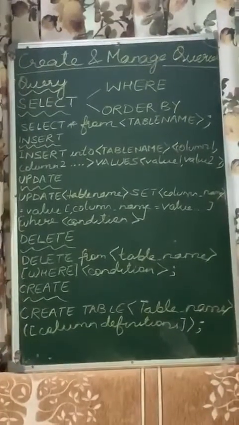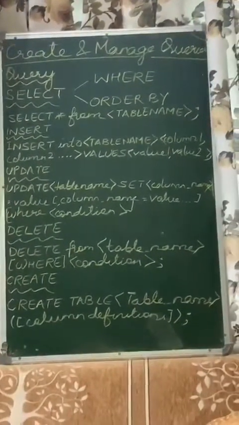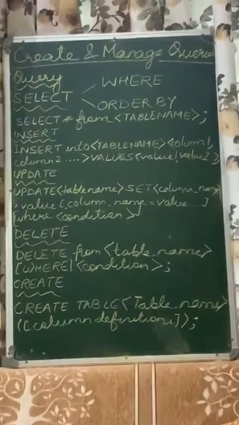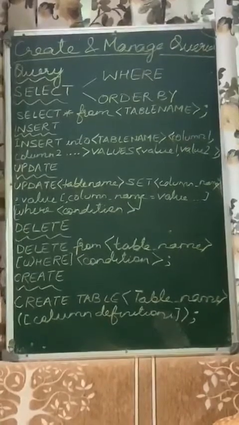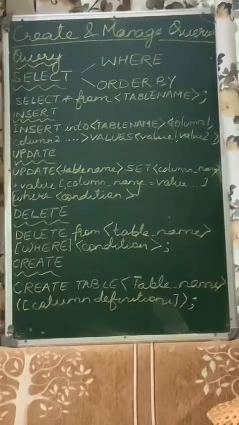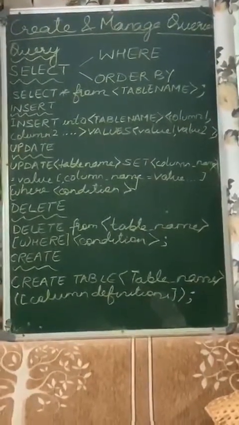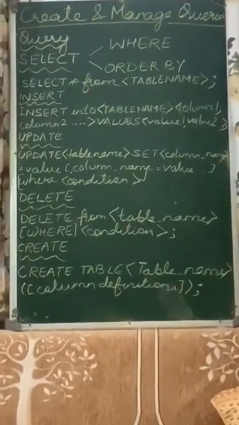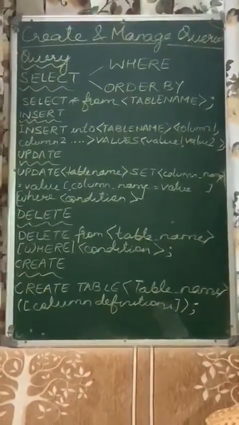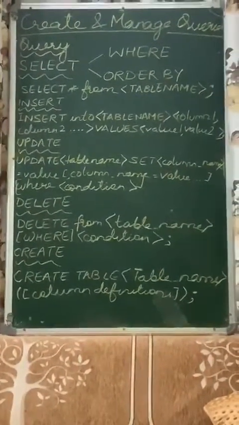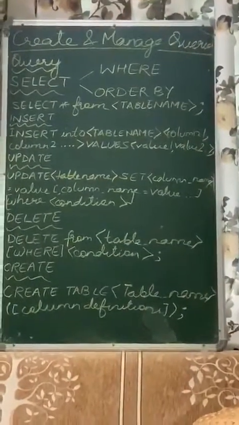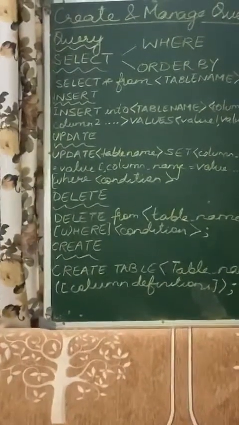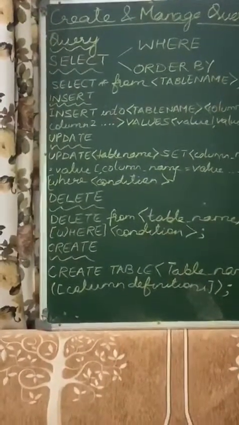Now next is your insert statement. The syntax for writing the insert statement will be insert into table name, then you write the columns, column 1, column 2, and so on, then values, value 1, value 2, and so on, and then lastly you put a semicolon. The insert statement is used to add one or more records to a database. The general syntax is as shown in the video. To add a record in the database, you use this insert statement.